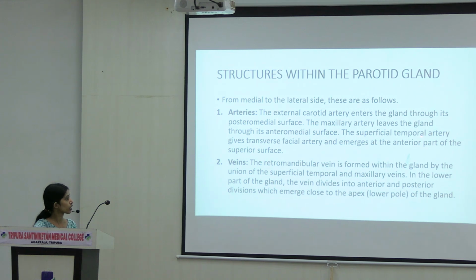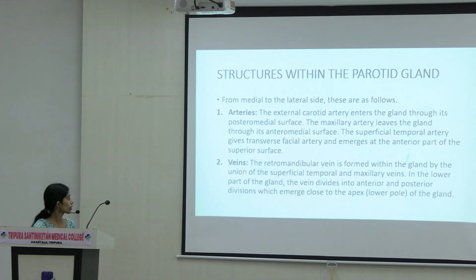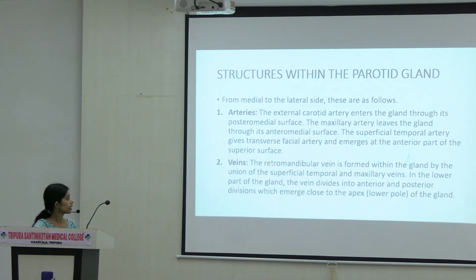The superficial temporal artery gives the transverse facial artery and emerges at the anterior part of the superior surface. So the maxillary artery, superficial temporal artery and transverse facial artery are the branches of the external carotid artery that is present within the parotid gland. The next one is the vein.